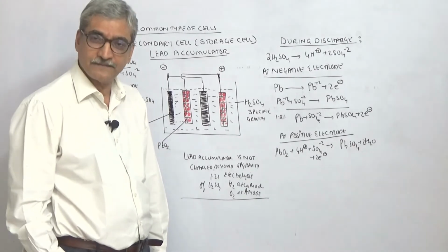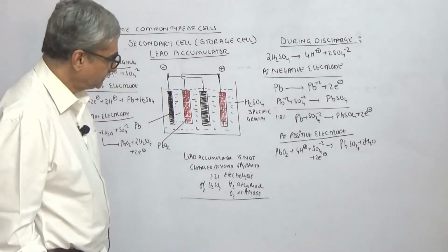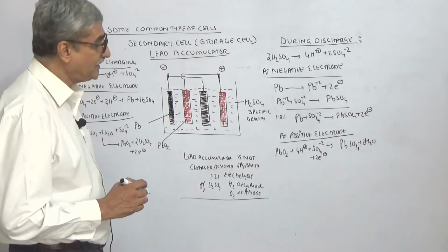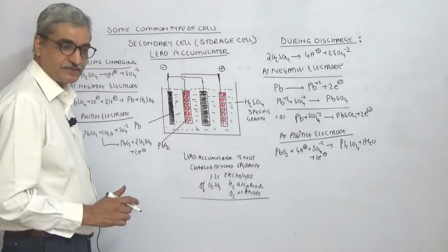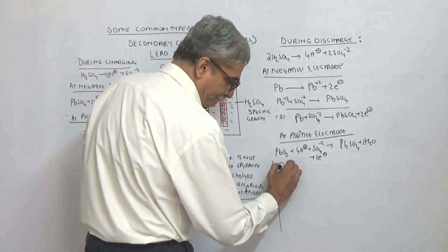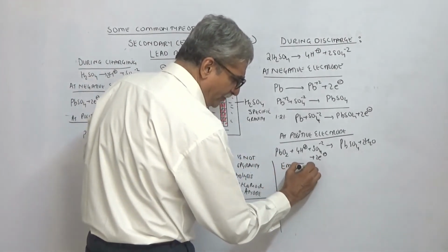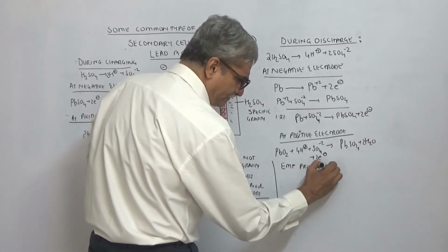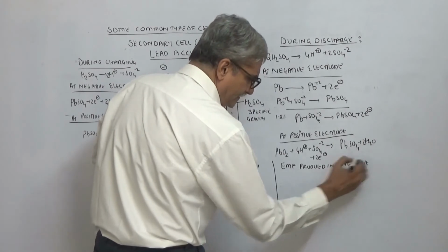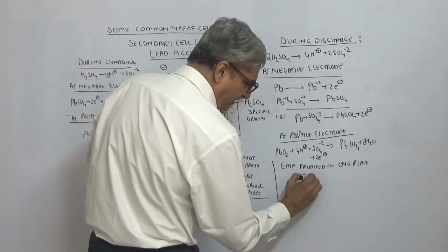Is this part clear? Then what else can we say? What is the EMF produced by one plate? So this is one plate, correct? The EMF produced in one plate is about 1.8 volt.